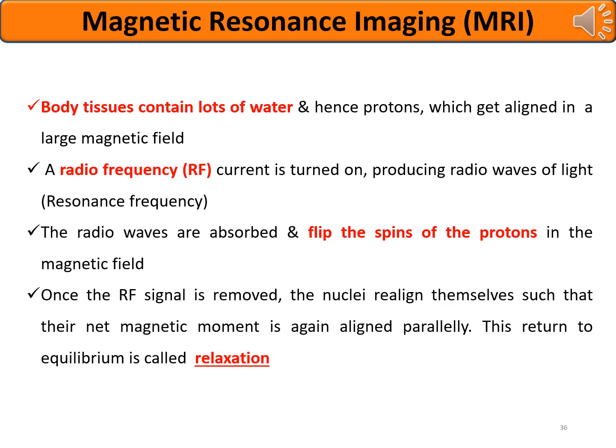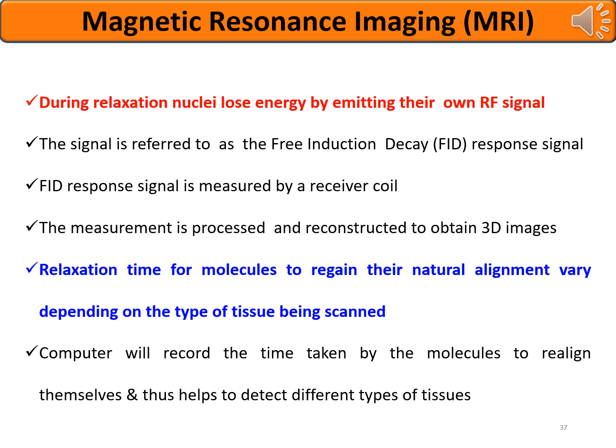When a person is kept inside a strong magnetic field and radio waves are applied, these hydrogen nuclei will absorb the radio waves and get excited to a higher energy level with spin flipping. Once the radio frequency current is turned off, these nuclei will return to the ground state and will align parallelly. This process is known as relaxation. During relaxation, the nuclei will lose energy and emit their own RF signal.